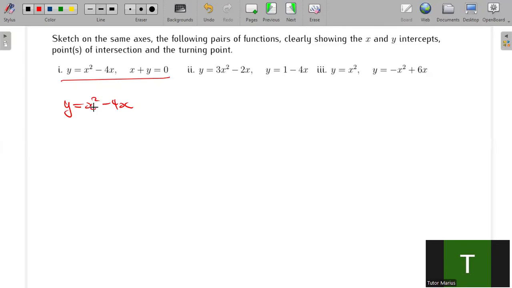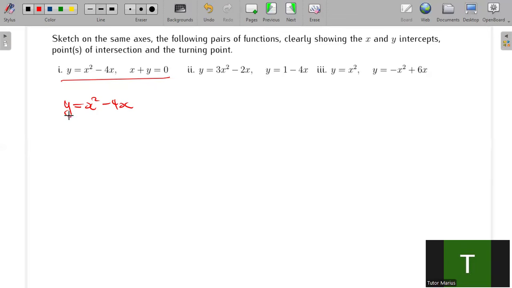So how do we sketch this? First of all, to sketch a quadratic function, you need to get, of course, some points like the y-intercept, the x-intercept, and the turning points. So now, what is this going to be?